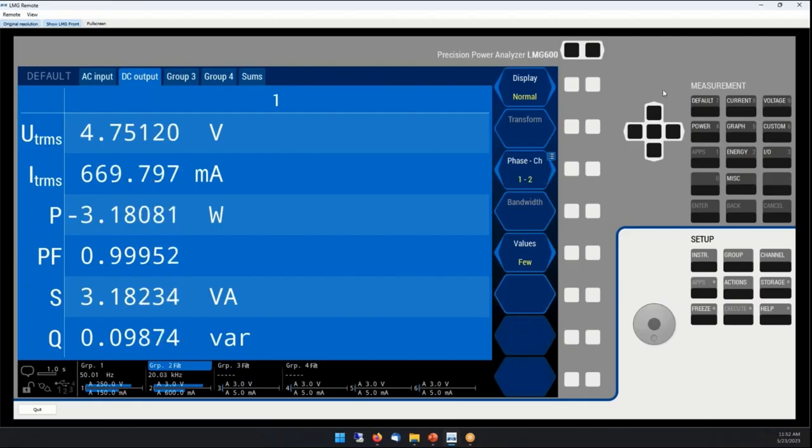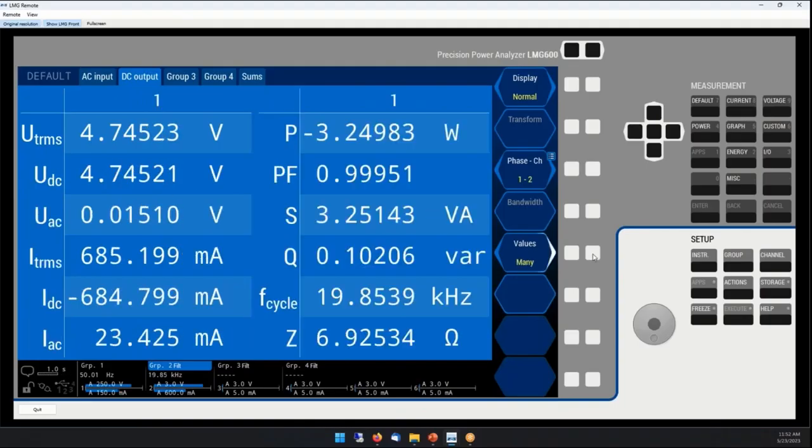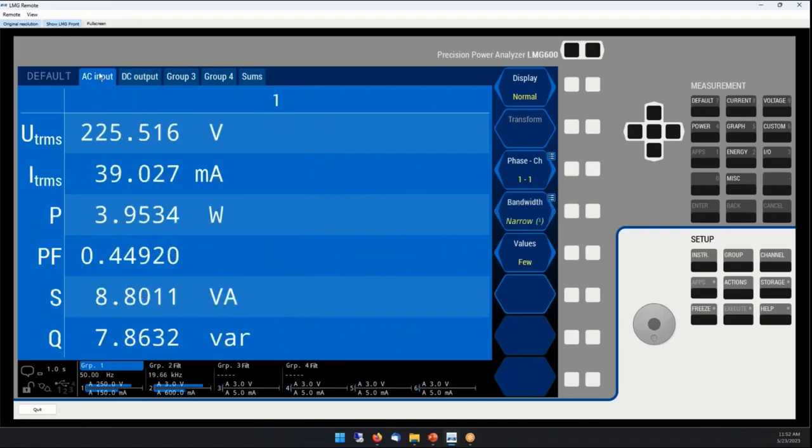On the LMG, we have the default menu. This gives us an overview of the basic properties of the measurement. I could also select to see more values if I want. So I have some basic voltage, some basic current properties, and then a summary of my power and of my frequency. We see we are charging at 5 volts. We are drawing almost 700 milliamps of current.